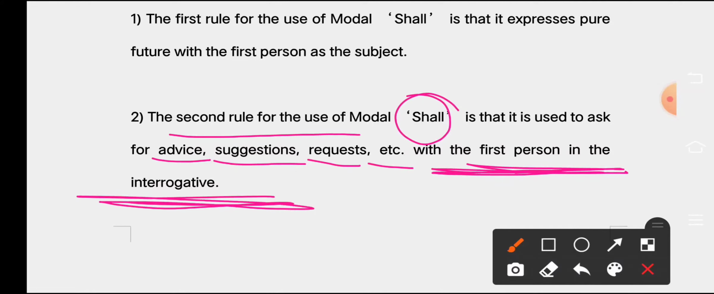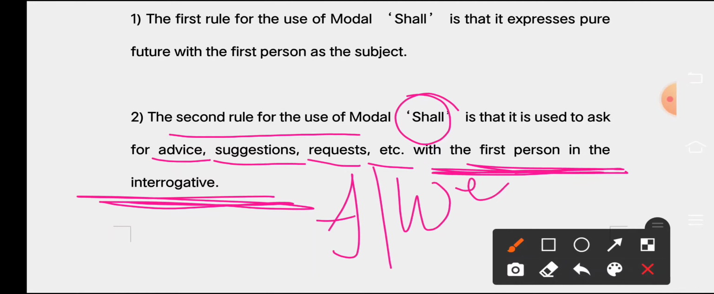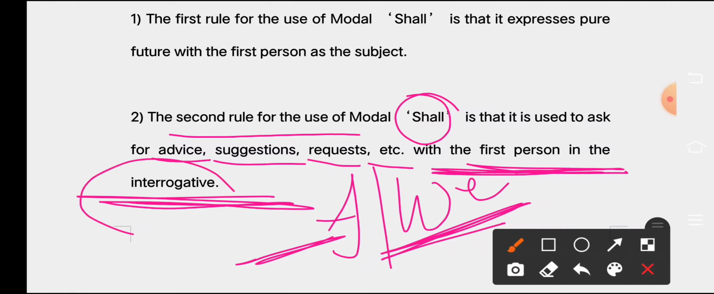And when we talk about this first person, this is what? This is I and we. Singular form is I and plural is we. Okay, so whenever you want to make a question, an interrogation, you can use this shall to express advice, to express suggestion, to express request.